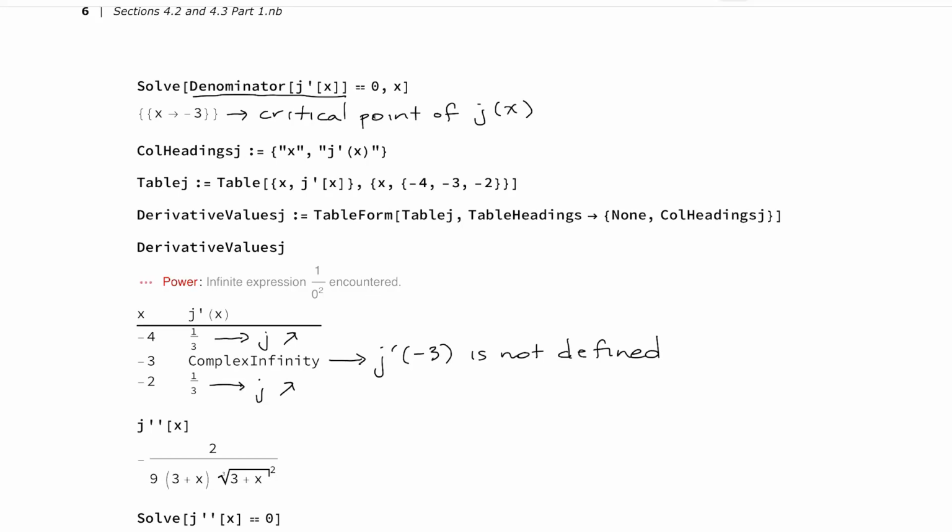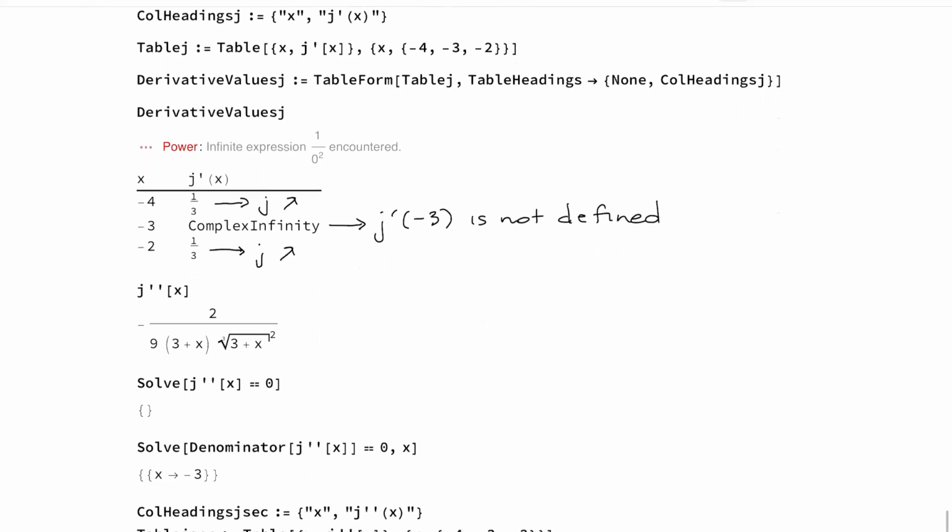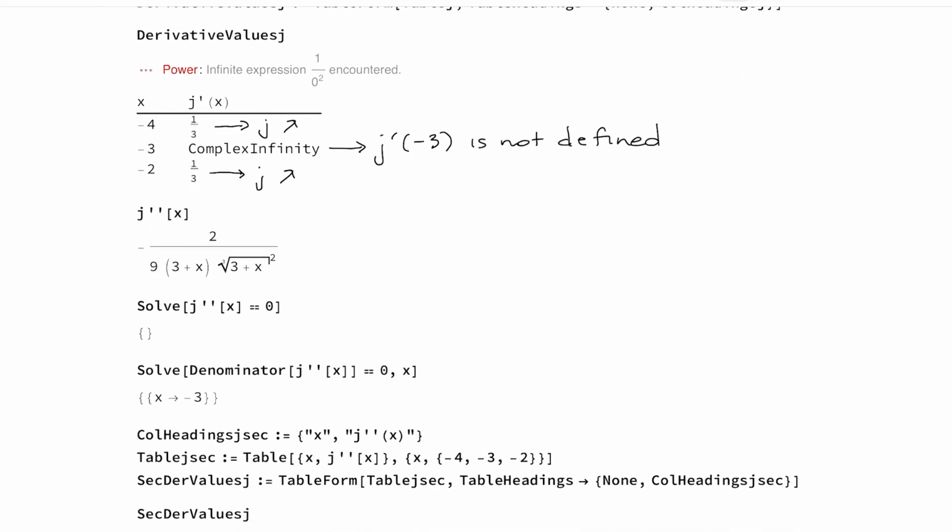And oh, complex infinity when x equals -3. So again, j prime of -3 is not defined. I found that out with my solve command, where I set the denominator equal to 0. That would mean the first derivative is undefined where its denominator is 0. And here this just reinforces it. I get complex infinity as my value of j prime of -3, again reminding me that the derivative is not defined at -3.